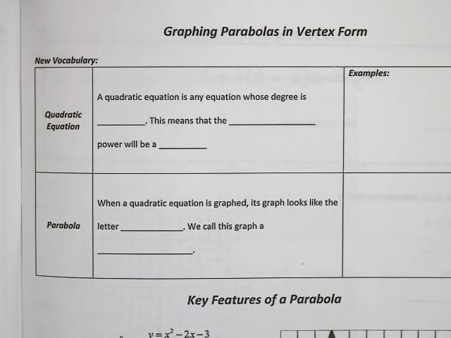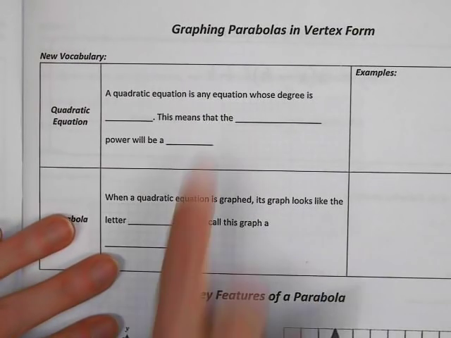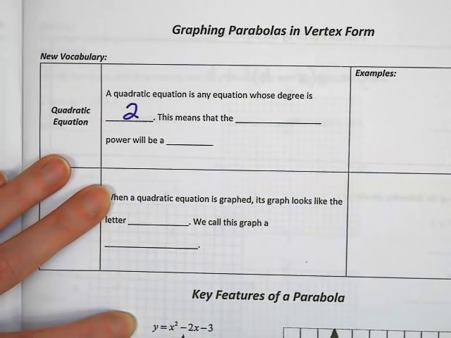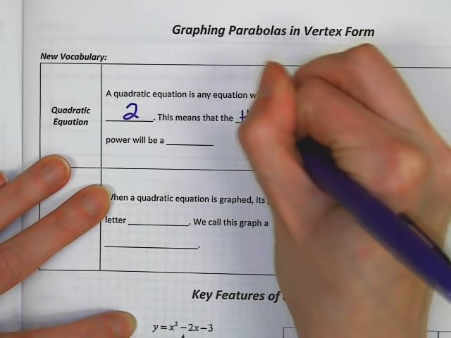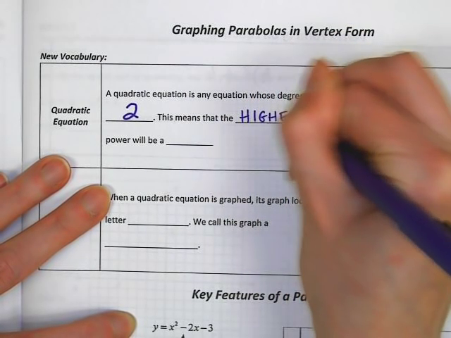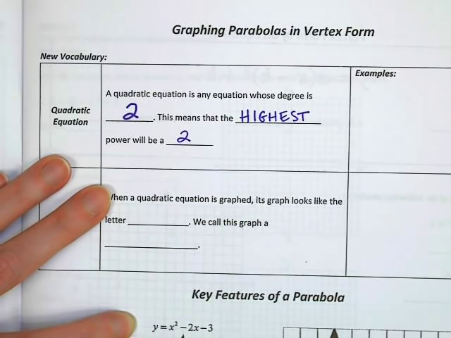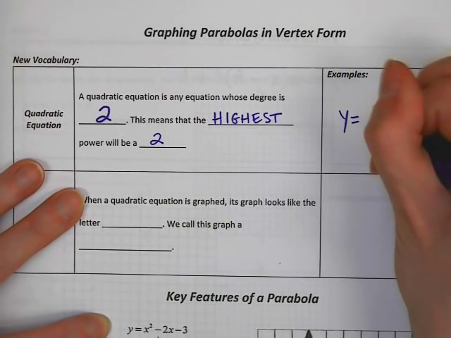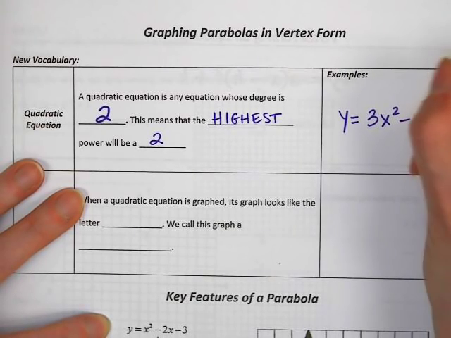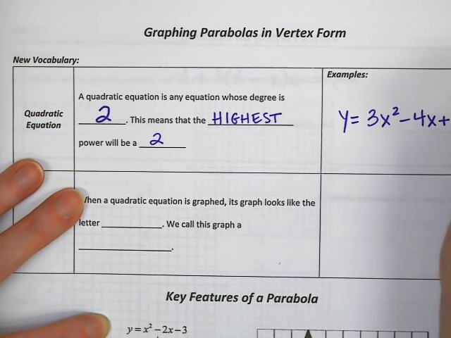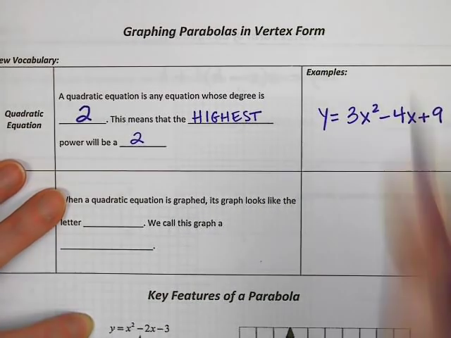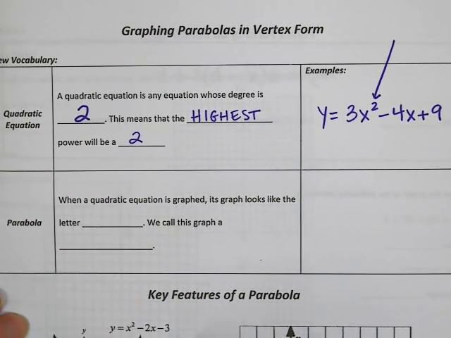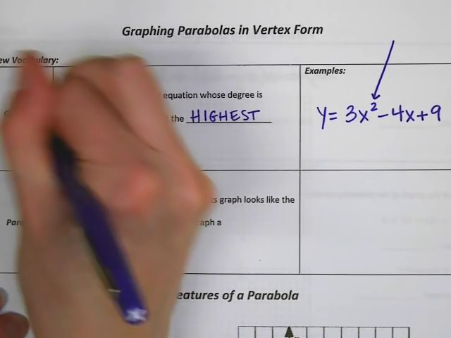So a quadratic equation is any equation whose degree is 2, and this means that the highest power is 2. An example would be y equals 3x squared minus 4x plus 9. That could be an example because the degree is 2. The highest power is 2. That is called a quadratic equation.